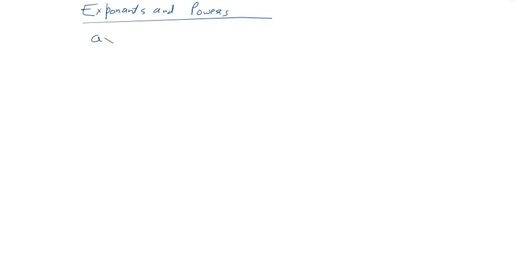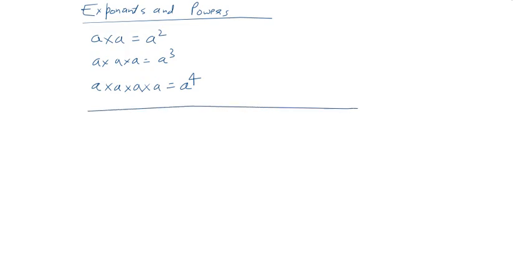Any number multiplied by itself becomes a number to the power 2. We can call it a square. Three times multiplied by itself becomes a cube, number to the power 3. We can directly call it a cube. If a is multiplied by itself 4 times, what will happen? A to the power 4, and so on. Similarly, 5 times, a to the power 5.